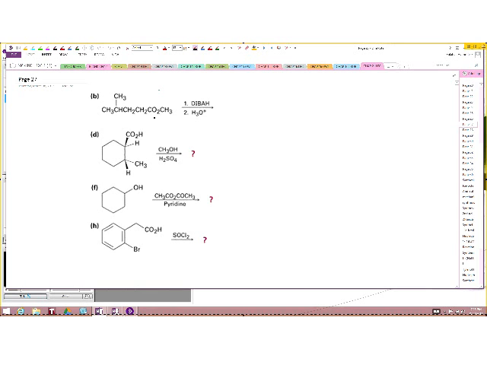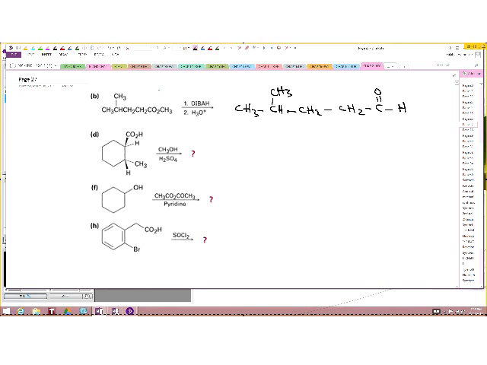Very good. Here we're starting with an ester with DIBAL. What does that give you? Remember, you guys are forgetting. You need to remember all your reagents, all your reactions. An ester with DIBAL gives you an aldehyde.